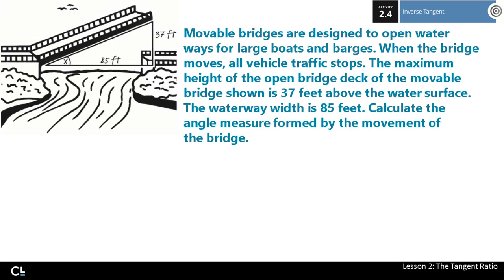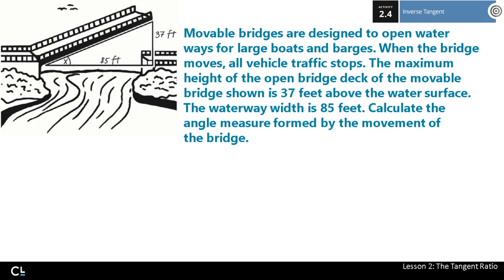Awesome. So now let's take it to a word problem, right? A real life problem. Movable bridges are designed to open waterways for large boats and barges. So they open up so then boats and barges can go through, right? When the bridge moves, all traffic stops. Maximum height of the open bridge deck of the movable bridge shown is 37 feet above the water surface. The waterway width is 85 feet. We want to calculate the angle measure formed by the movement of the bridge.